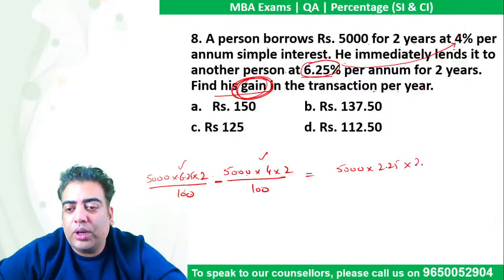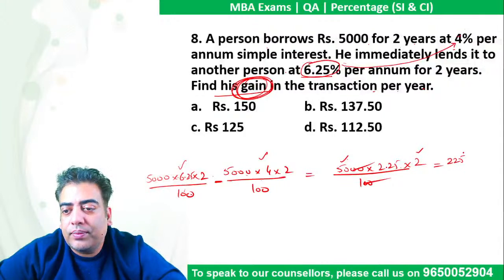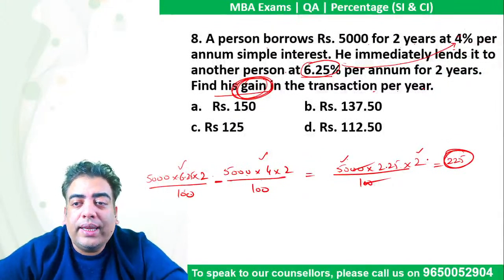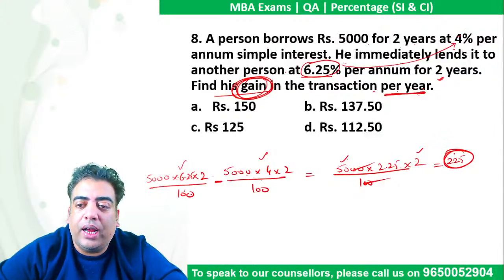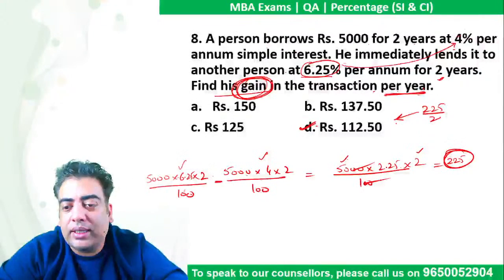2.25 into 2 upon 100. So these two zeros get cancelled out. 2 into 50 will be 100, and 2.25 into 100 comes out to be 225. So this 225 is the total gain in 2 years, but he is asking for the transaction per year. So that will be half of 225, which comes out to be 112.5. So this is to be kept in mind while solving.